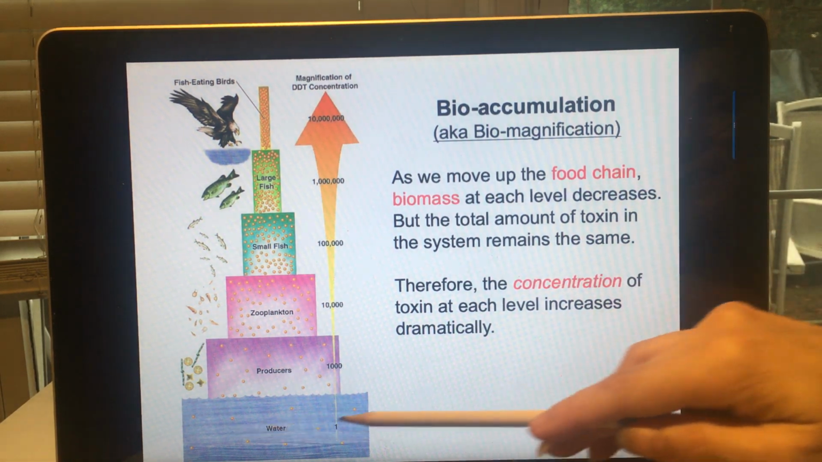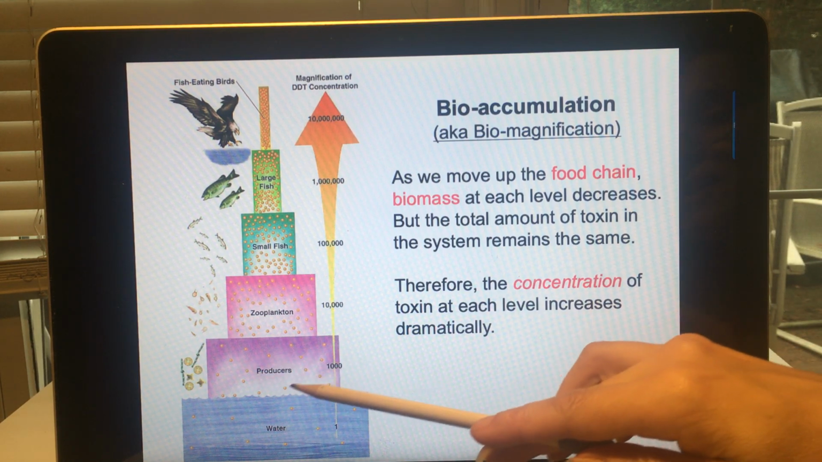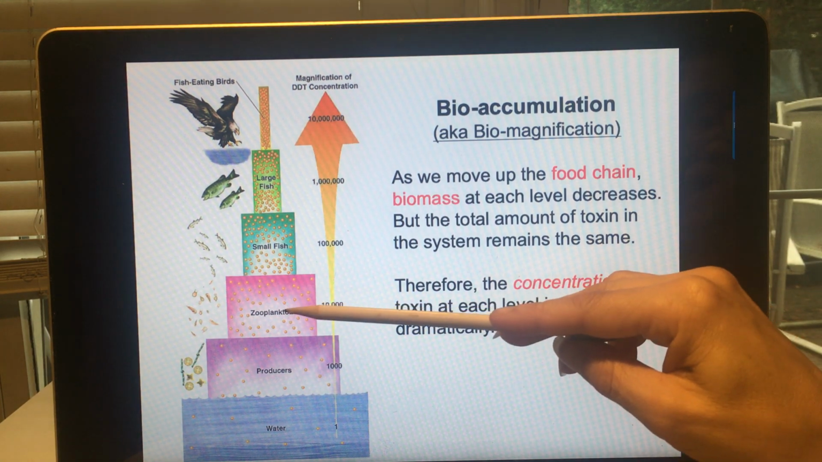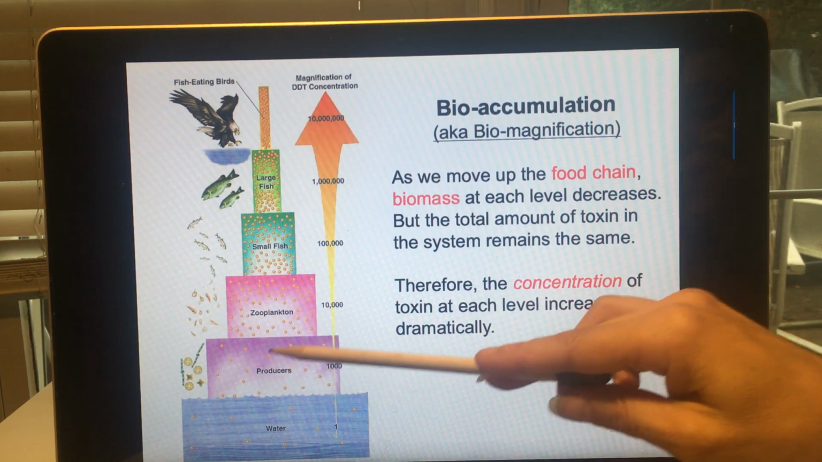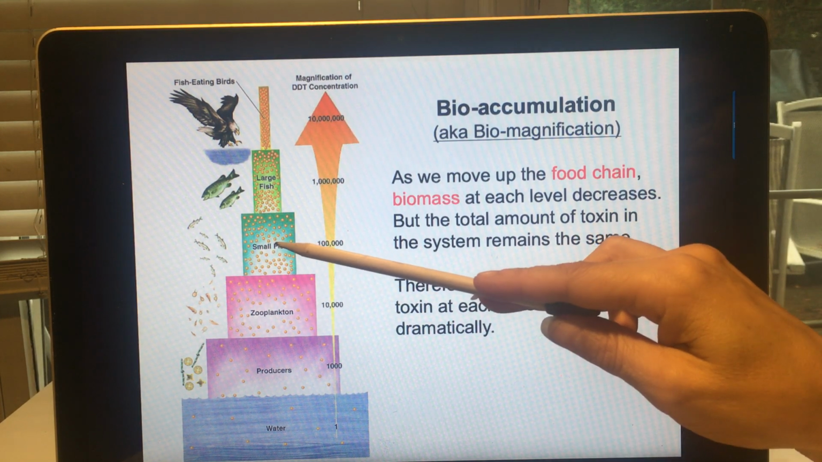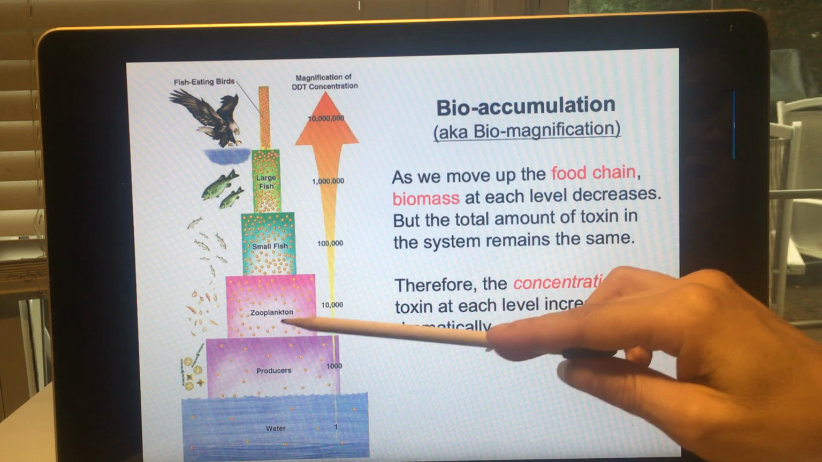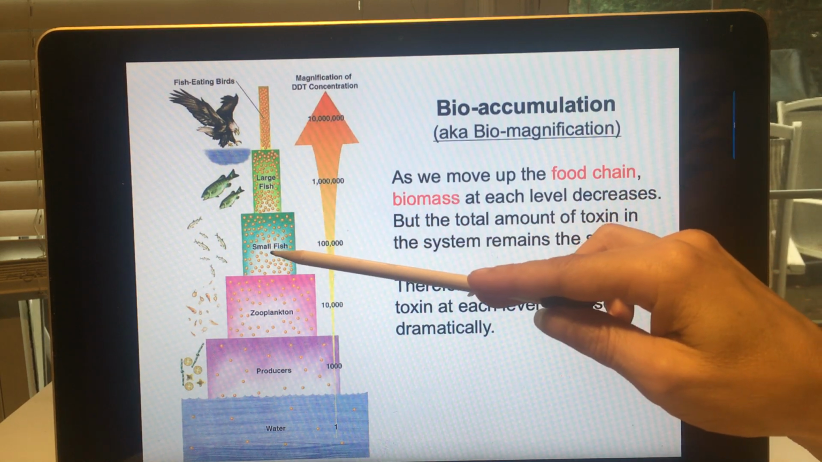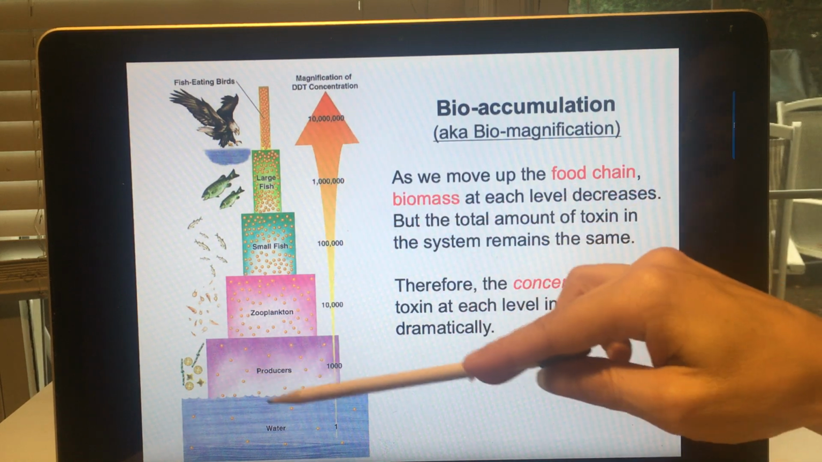So if there was a chemical like DDT, which was used as an insecticide until it was banned, and that DDT ended up in the water, and then the producers took in some of that DDT, and then the zooplankton consumed the producers, it would get all of the toxins that were in the producers. And the zooplankton then would get eaten by the small fish, and it would get all of the toxins from the previous level. And then, of course, as you get larger fish, it would have all the toxins of the smaller fish.